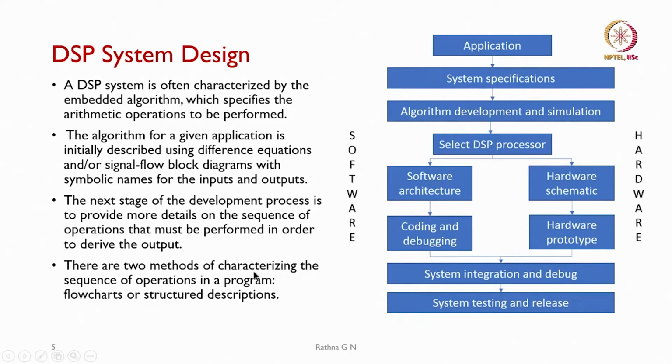So, there are two methods which characterize the sequence of operations in a program. One is using flow charts or structured descriptions. In this case you will be giving the structured description derived from your application. For whichever application you are designing your processor, you will be specifying that, and you have to consider all the system specifications. Then you will be going for the algorithm development, and initially we will be doing the simulation, so that our algorithm is working correctly.